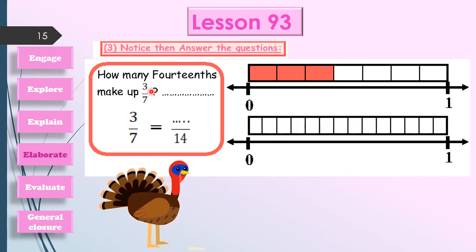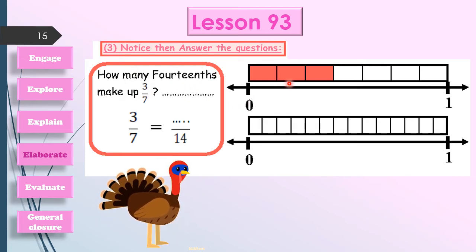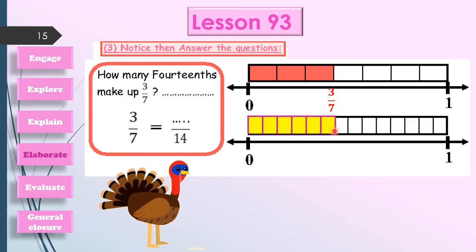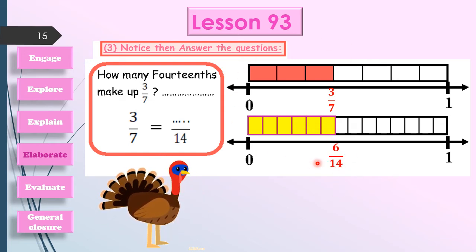Then our smaller fraction will be written first. Then ask yourself, how many 14s? Let's color and write the names. It will be 3 sevens. And the color here, how many 14s? It will be 1, 2, 3, 4, 5, 6, 6 14s. That's mentally. And let's do it mathematically.